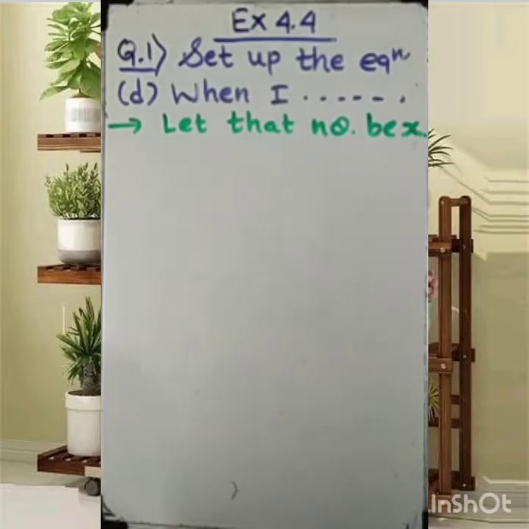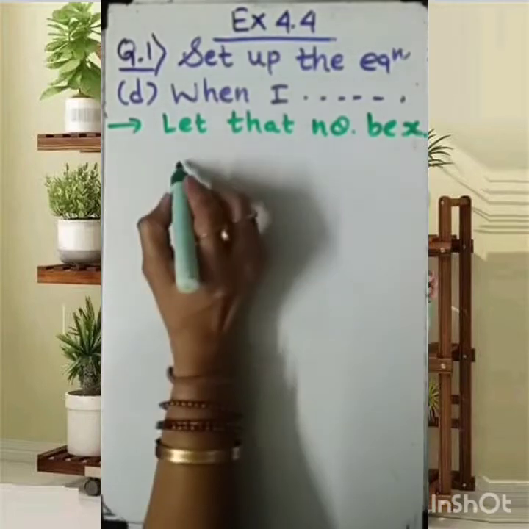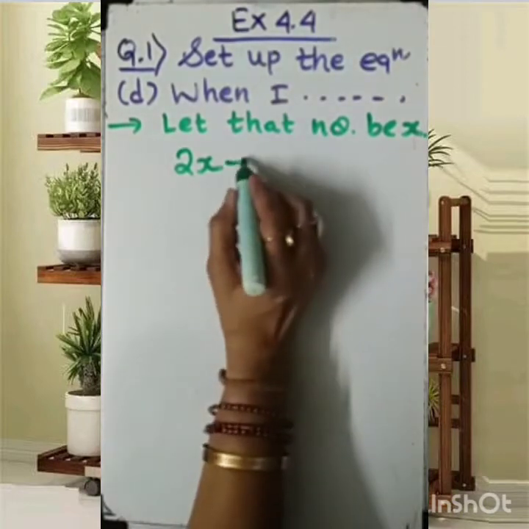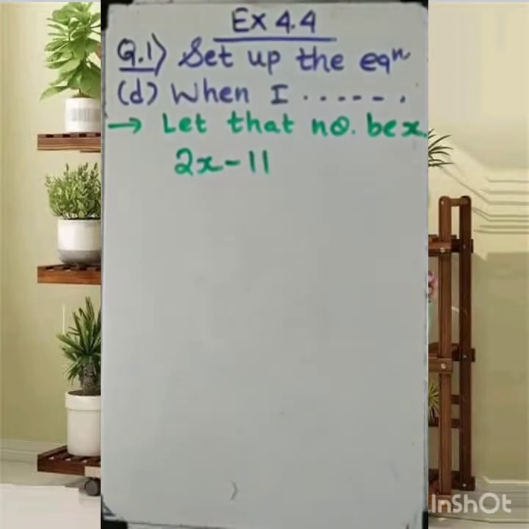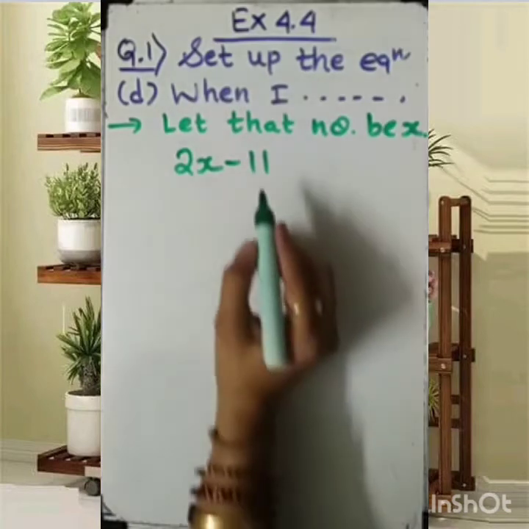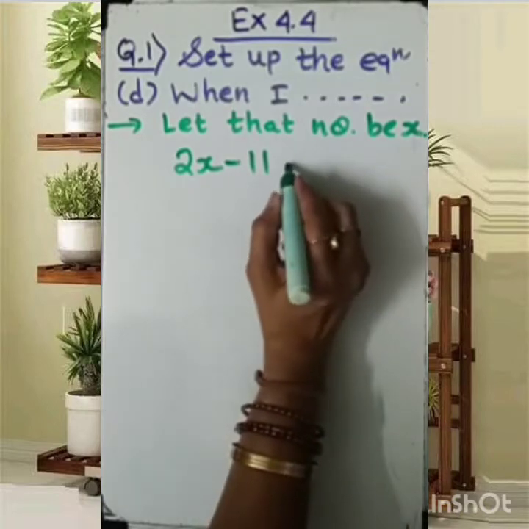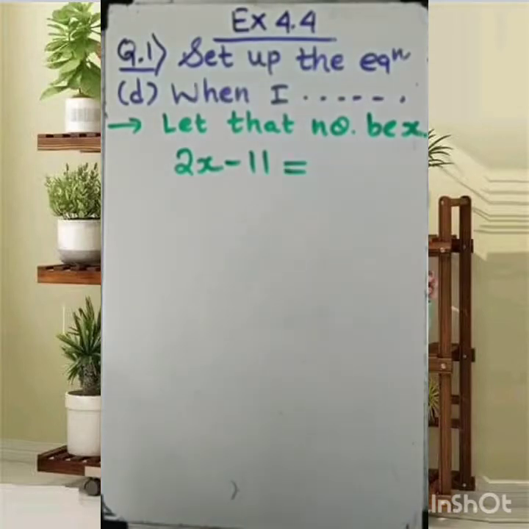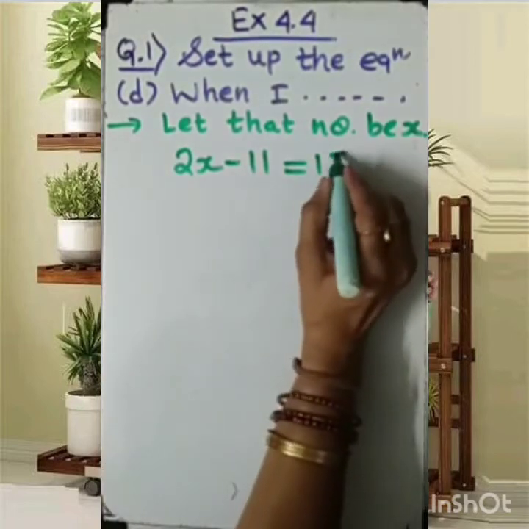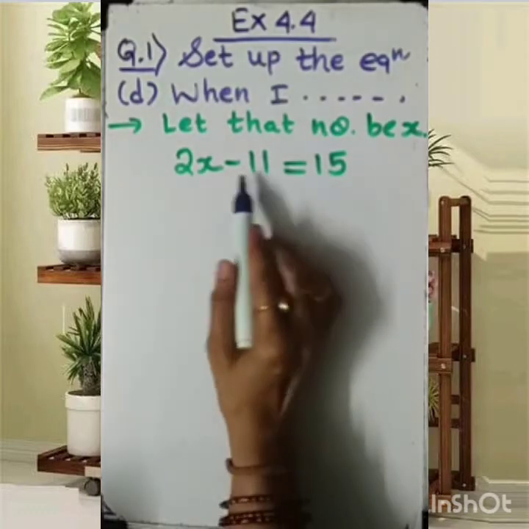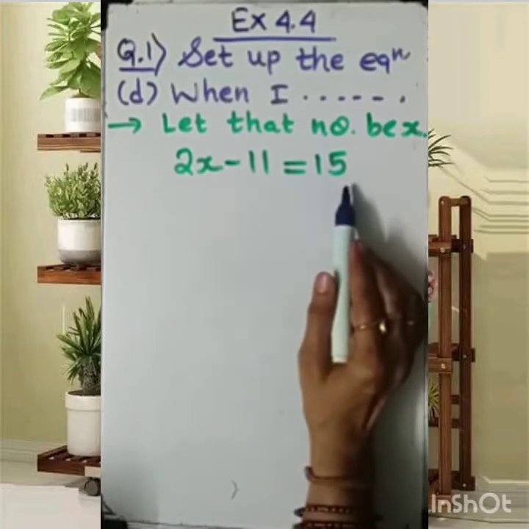We are assuming let that number be x. When I subtracted 11 from twice a number, it means 2 times a number, that is 2x, and 11 we are subtracting from it. Twice a number, from that we are subtracting 11. Then we will have here as a result 15. This is the equation. It is very important to form a correct equation. From twice a number we subtract 11, and as a result we get 15.